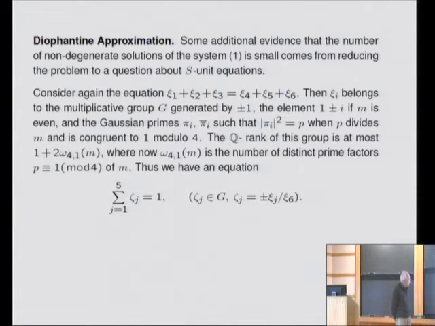Now, the xi belong to the multiplicative group generated by these elements. So the Q rank is at most 1 plus twice omega for 1. Omega for 1 is the number of distinct prime factors congruent to 1 mod 4. If you divide by, say, xi 6, the xi i over xi 6 are elements of this group. So I have an equation like this, 5 terms, say, equal to 1. If needed, you change sign, of course. And this zeta belongs to a finitely generated subgroup of C star.